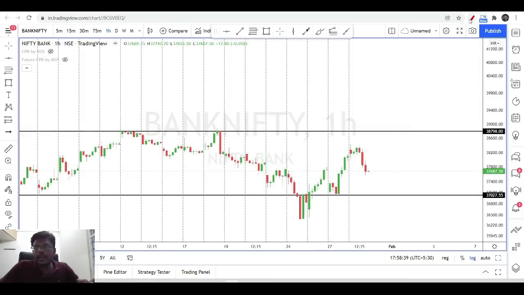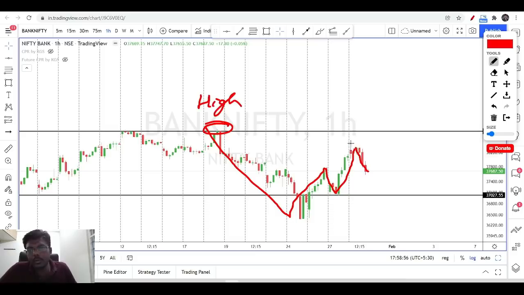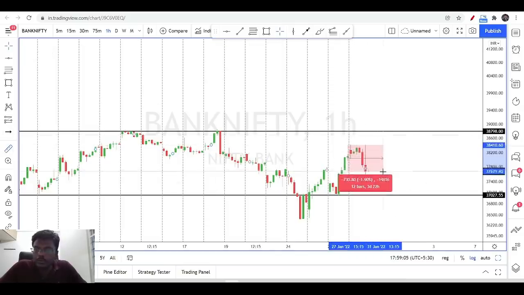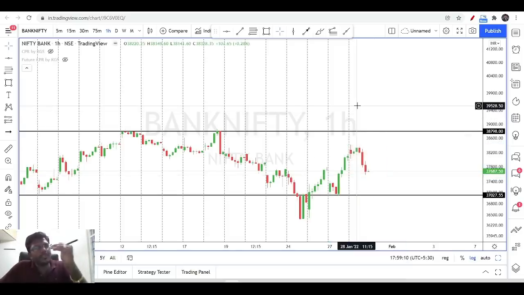And moreover, you can identify another important point. From here the market came down and then the market went up, it came down, again the market went up, and again the market has come down. Now here the important point you should notice is this is a high and this is called a lower high. I am considering this as a lower high because from this point Bank Nifty has fallen almost 2%. So there is some tough resistance here in the 1 hour chart.